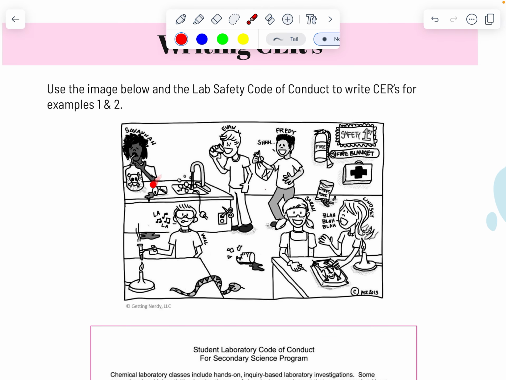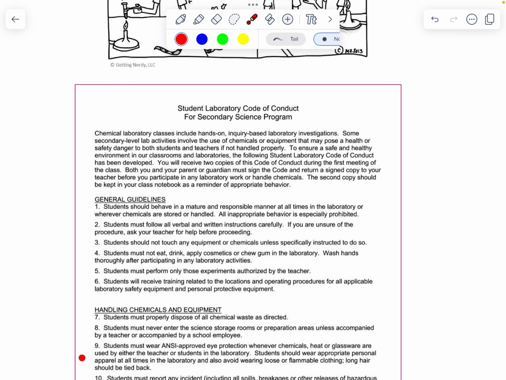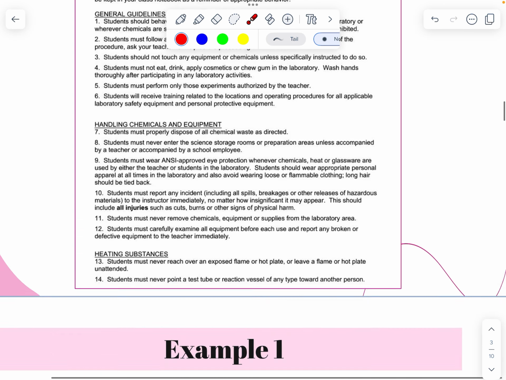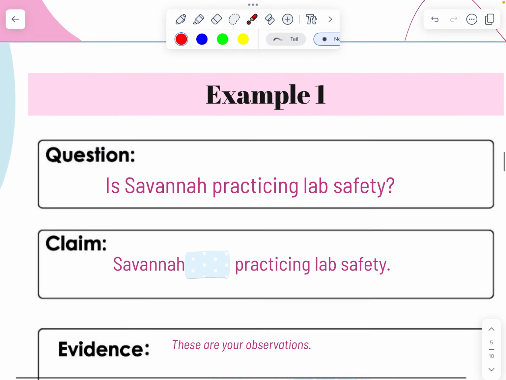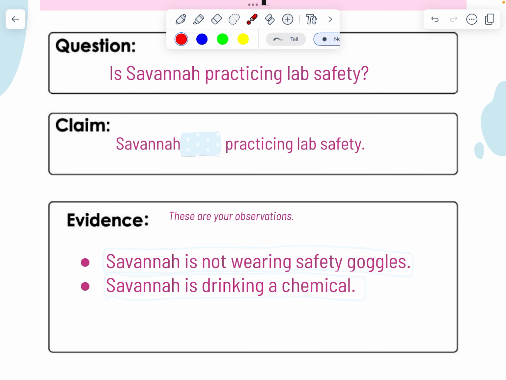Savannah's right here. And if you haven't yet read through the rules, go ahead and read through the rules. But one thing I notice off the bat is that Savannah is drinking poison, and we don't want to be consuming chemicals, but we also shouldn't be even drinking in a lab setting. And Savannah also doesn't have on safety goggles. And so if I'm going to zoom down here, these are my observations. So Savannah's not wearing safety goggles, and Savannah is drinking a chemical.